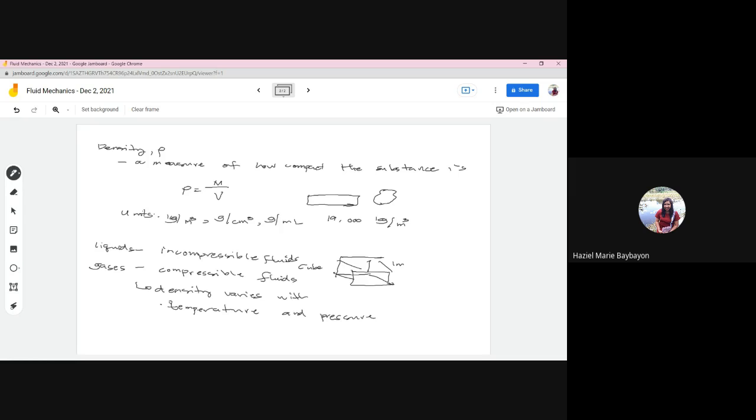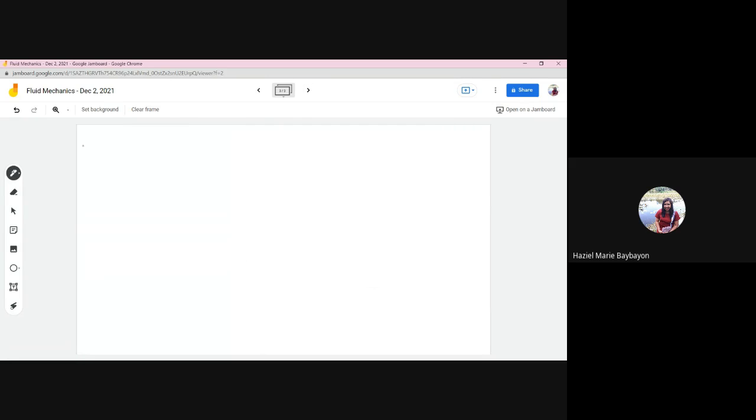Okay, and then let us continue with the specific gravity. Specific gravity is denoted by Sg. This is equal to the ratio of the substance with respect to the standard: the density of the substance divided by the density of the standard.